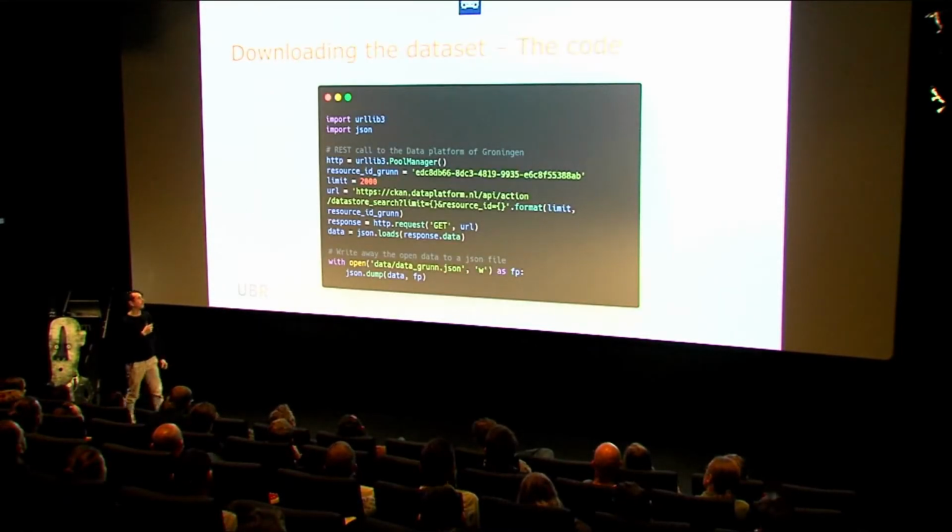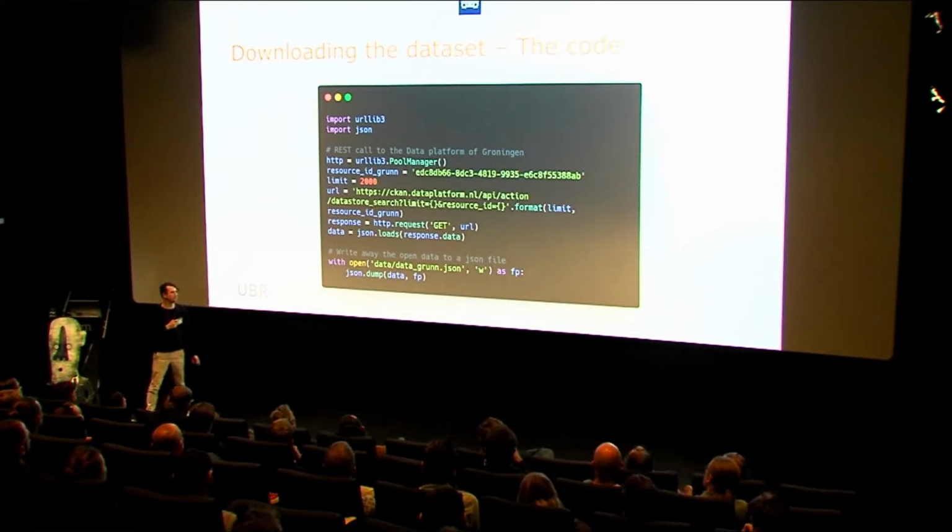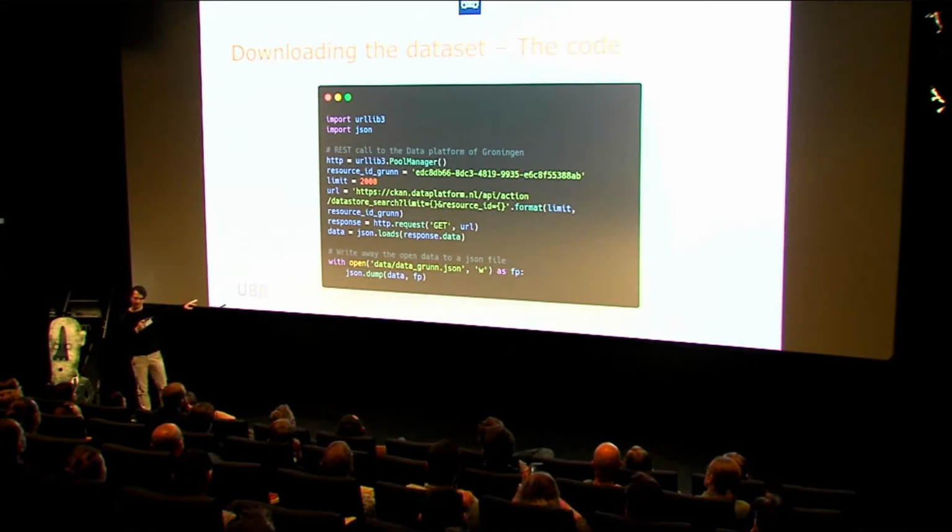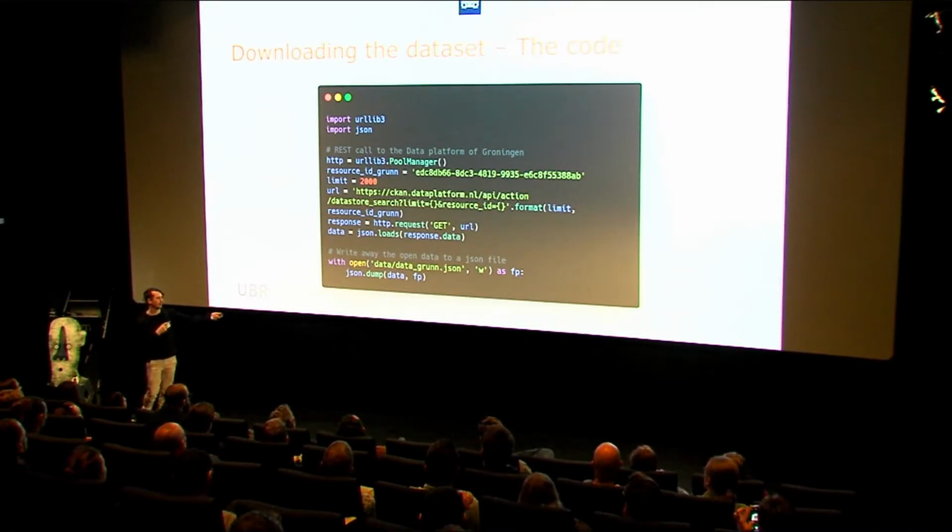All right, the first step is downloading the data. This is actually a very simple REST call. There you see the CKAN data platform. So it's not specifically the Groningen data platform, but this is the open source software that hosts the interface to get the data. And then we're going to write it locally to data/datagrun.json.